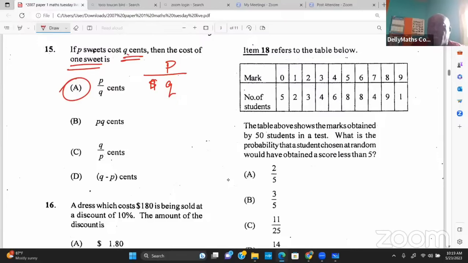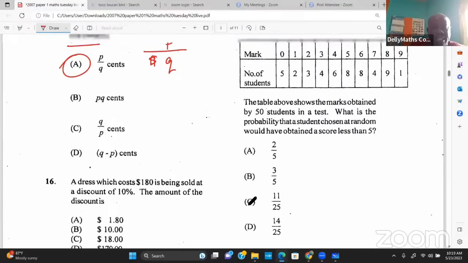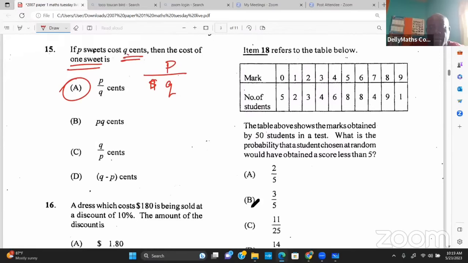So you have to be very careful. Look at what you're doing. Try not to make errors, because it's easy to make the error. All right, let's continue looking at more. Number 16, and then we go to number 18. All right, let's go to 18.